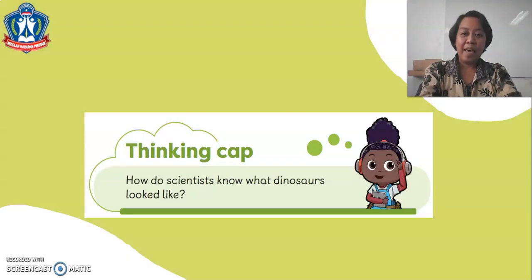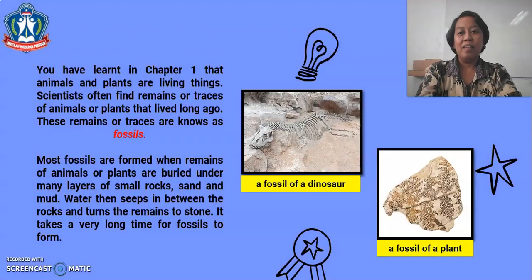For our thinking camp, how do scientists know what dinosaurs look like? Let's try to find out. You have learned in Chapter 1 that animals and plants are living things. Scientists often find remains or traces of animals or plants that lived long ago. These remains or traces are known as fossils.